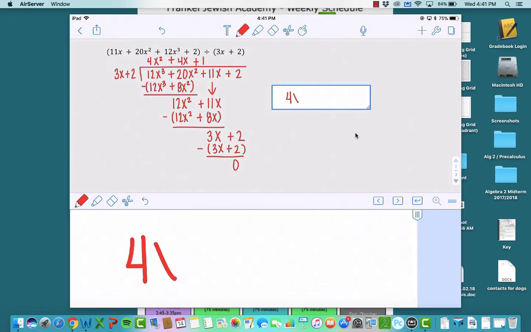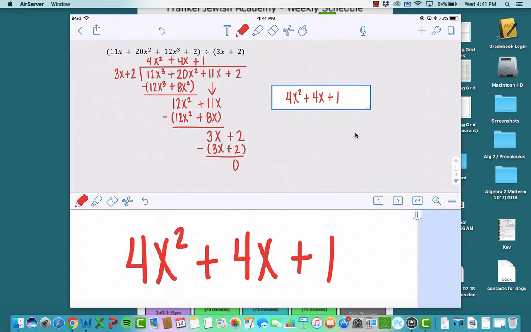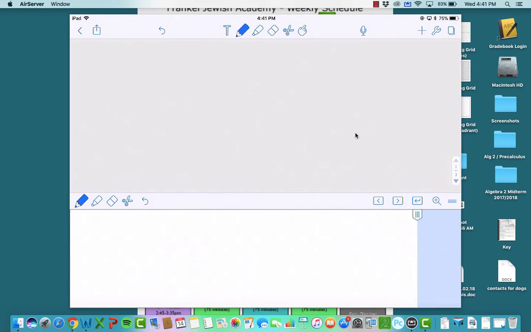So I just write my answer as 4x squared plus 4x plus 1, because there's no remainder, so I don't need to do the remainder part. I'll let you try the second one on your own. So what about something like this?